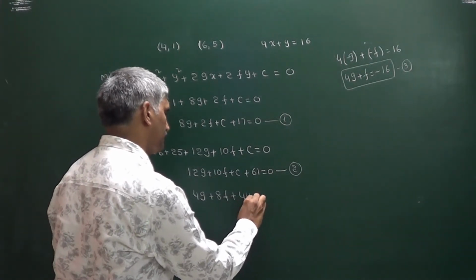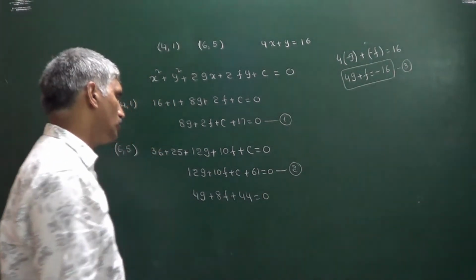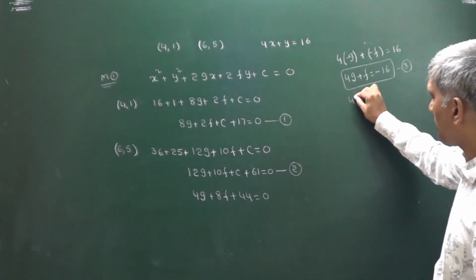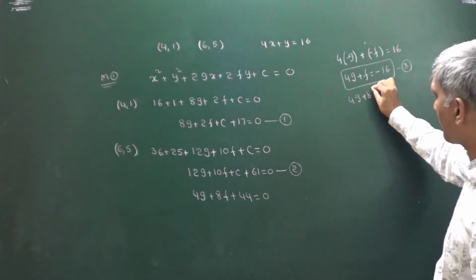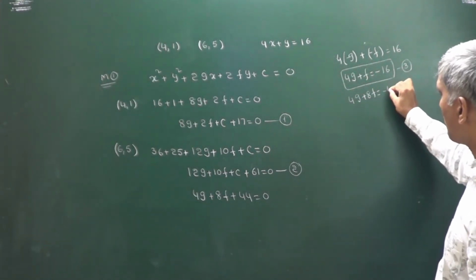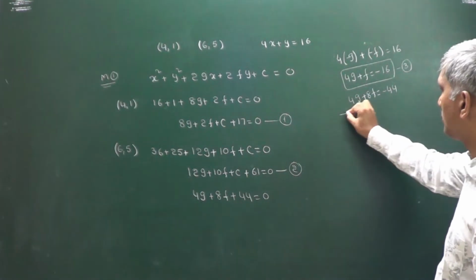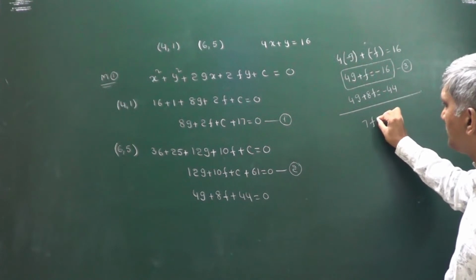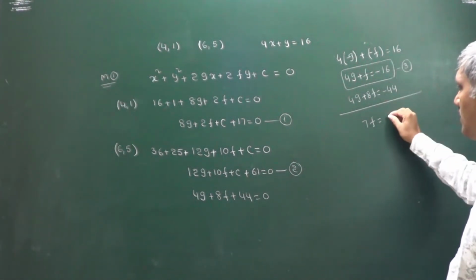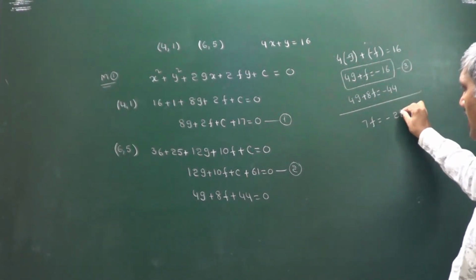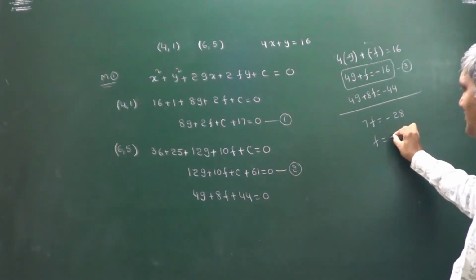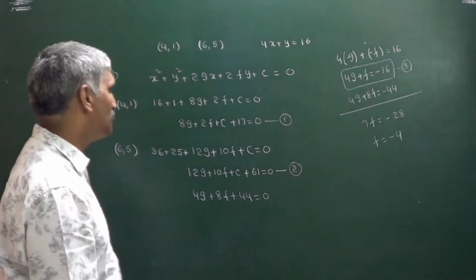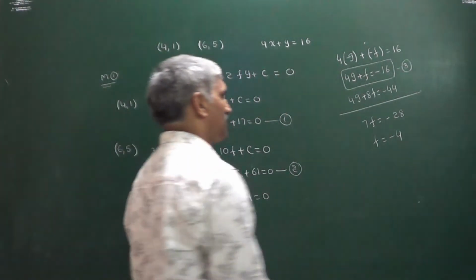44, you will get is equals to 0. Now this is the another equation, 4G plus 8F is equals to minus 44, right? So now subtract these two, you will get 7F is equals to minus 28. Therefore we are getting F is equals to minus 4, right? So F value minus 4, substitute here.